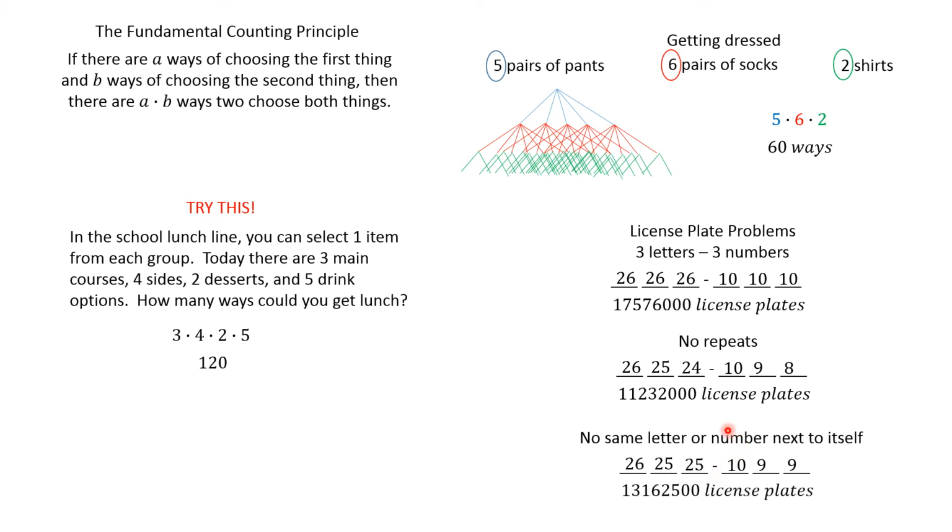Multiply them together, and we get 13,162,500 different possible license plate combinations. So we gained almost another 2 million back there. And so these are just ideas of the fundamental counting principle. And this will get you through a lot of this type of problem.